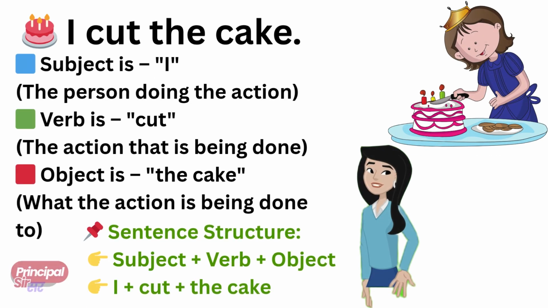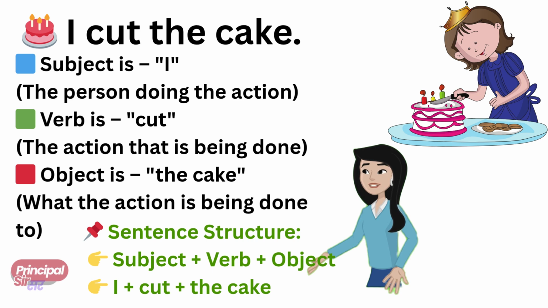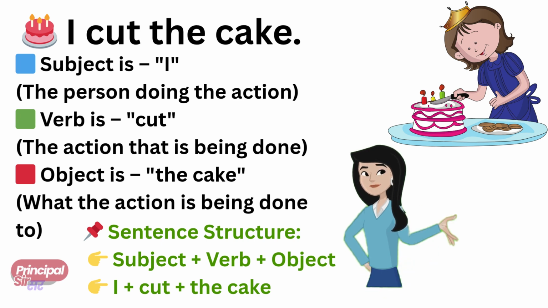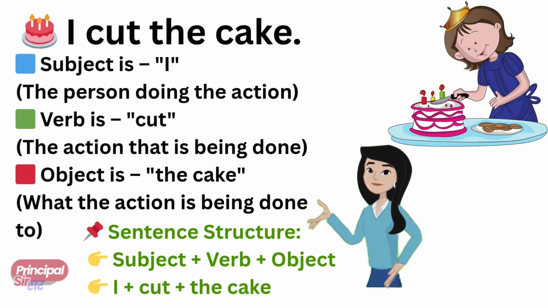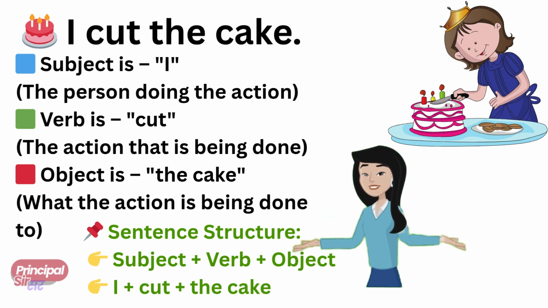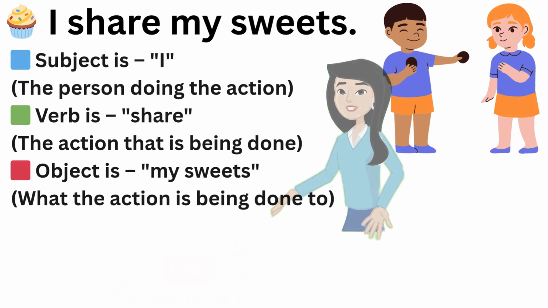Next example, let's look at the sentence. I cut the cake. I is the subject, that's who is doing the action. Cut is the verb, the action happening. The cake is the object, that's what you are cutting. So the sentence is built like this. Subject plus verb plus object, easy and tasty. Just like cake.